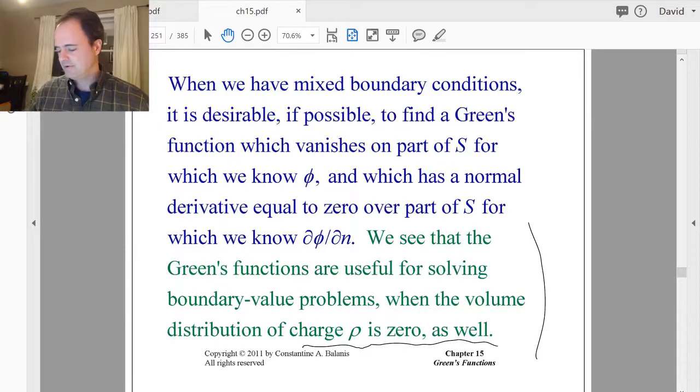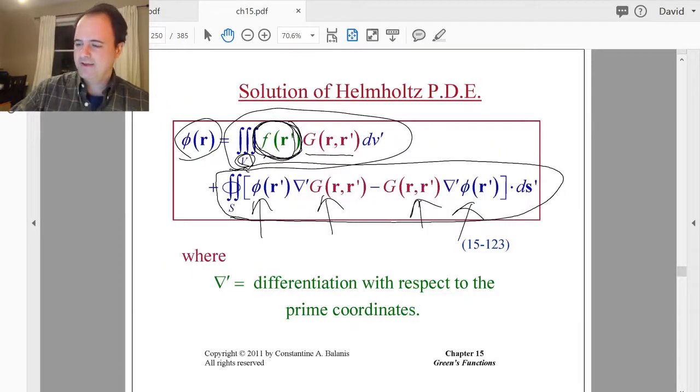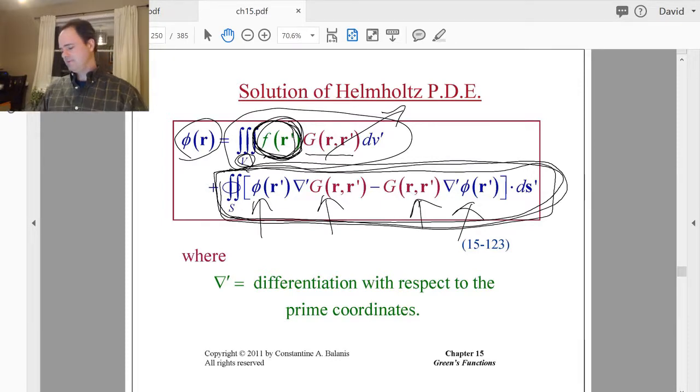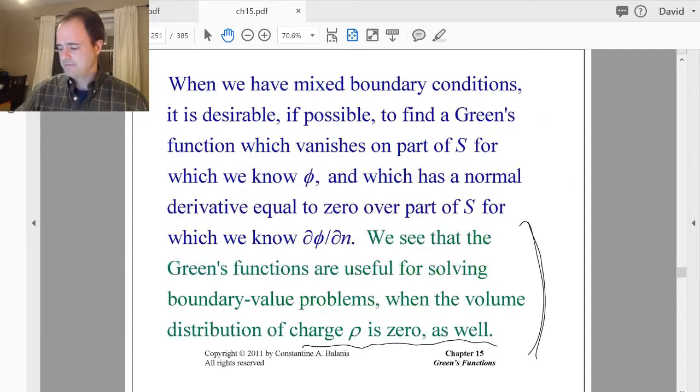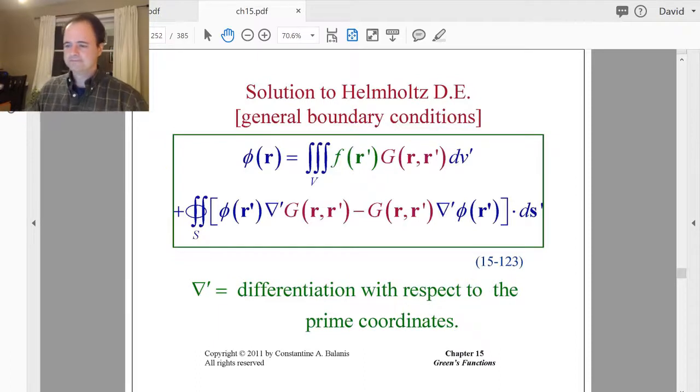So that's interesting. When we have 0 within here, then this whole term is going to fall out, but we can still find phi, obviously, from what happens right at the surfaces. That's what this is saying right here, of course. So solution of the Helmholtz differential equation. This is what we have.